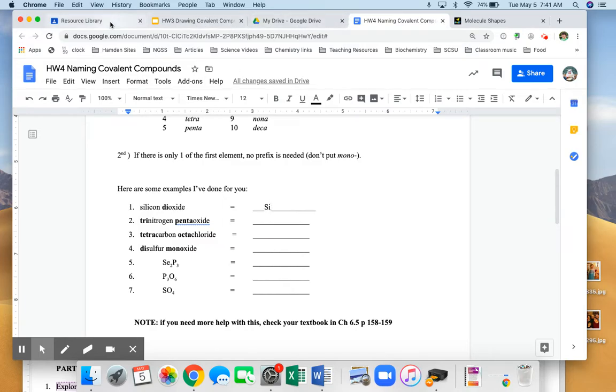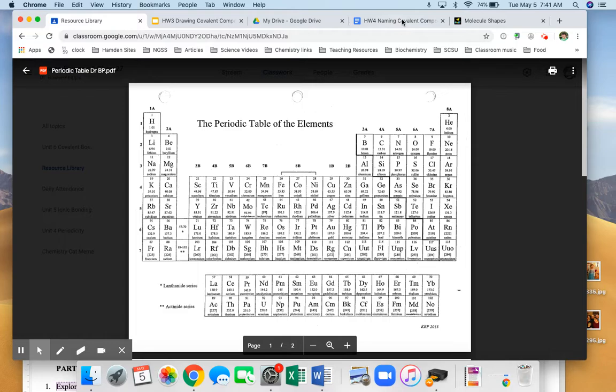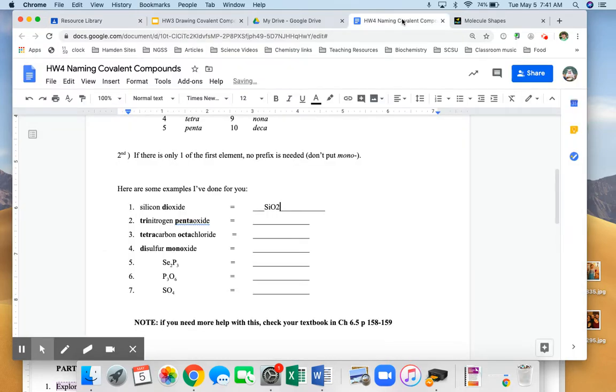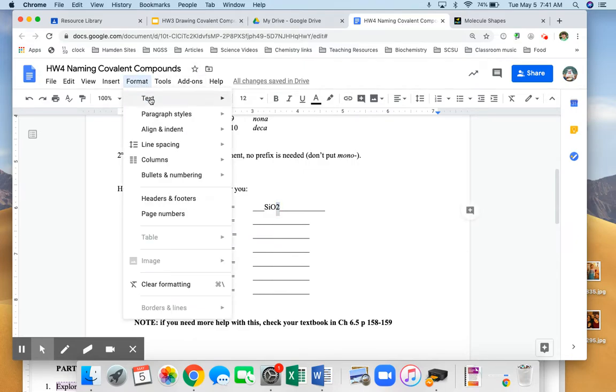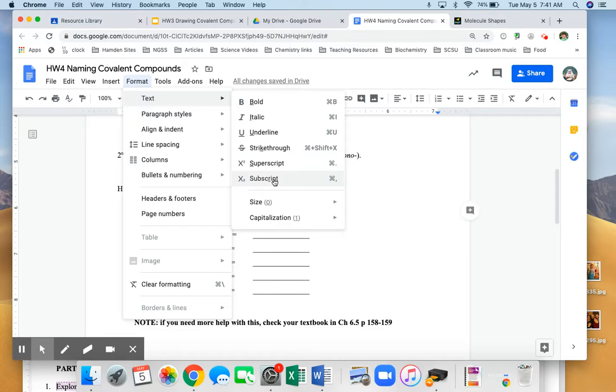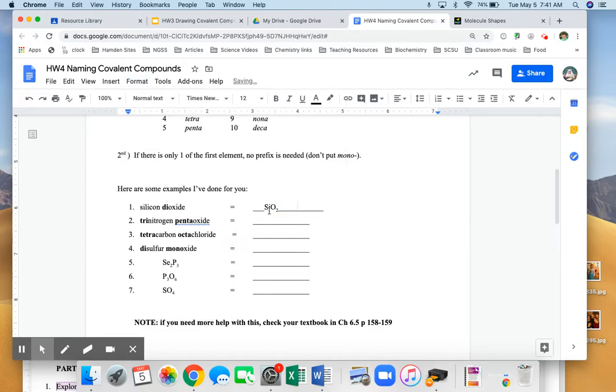So remember, oxygen's formula is O. So I'm going to put an O and then I need a 2. But remember, the 2 has to be little. So I'm going to highlight that 2 and do format, text, and make it a subscript. So SiO2 is my formula for silicon dioxide. 2 oxygens, 1 silicon. Let's try another one.